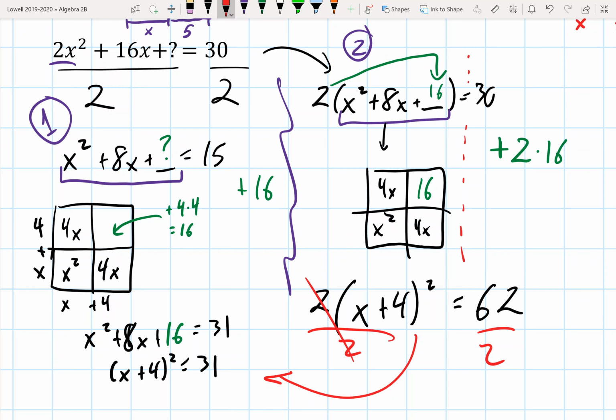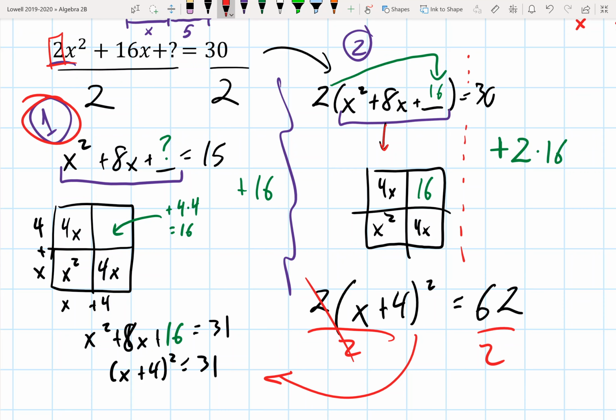Again, my preferred way, when the x squared coefficient is not 1, I would usually go this way pretty much 90% of the time. But do what works for you. Do the way that makes sense to you. Another way to visualize method number 2 is to think of whatever the x squared coefficient is as telling you how many squares you're making. And so in this case, you have 2x squared plus 16x.